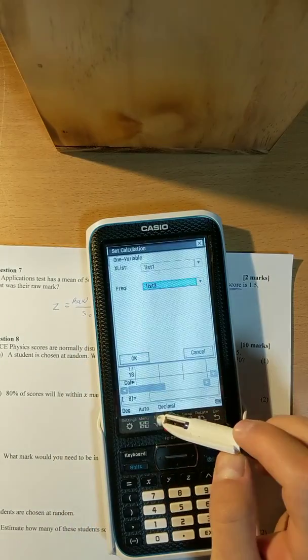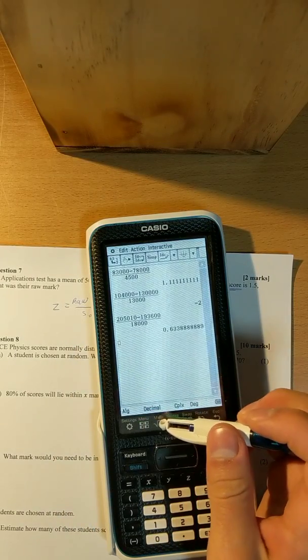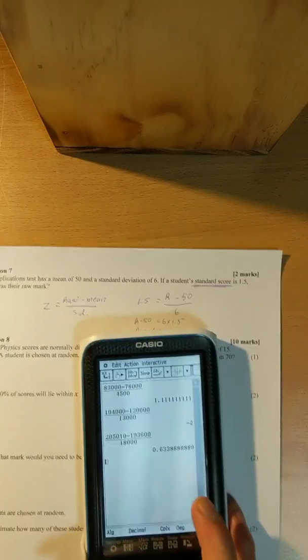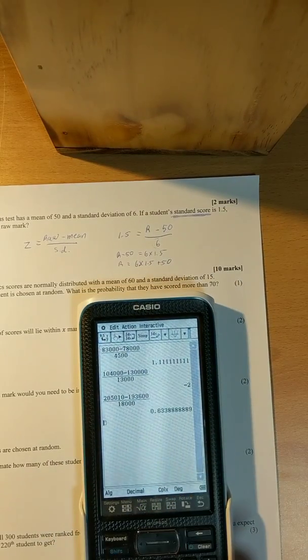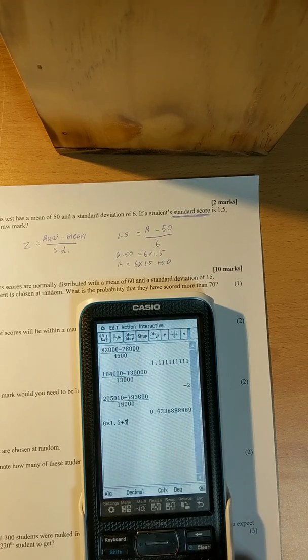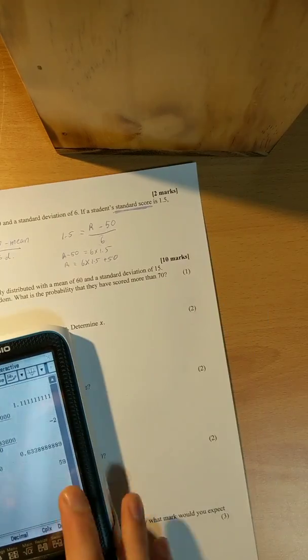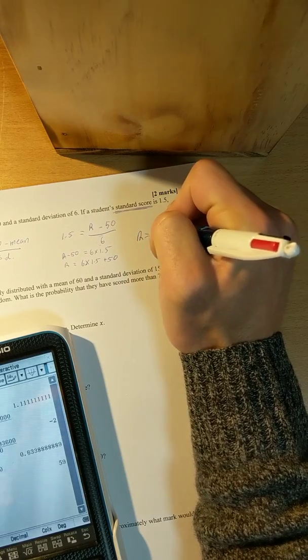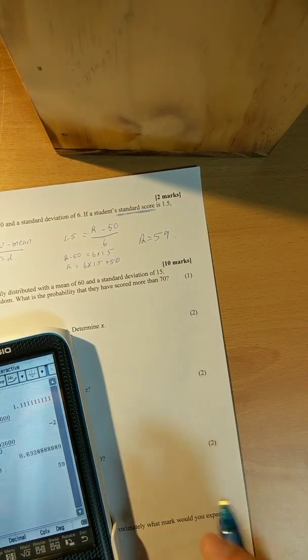Let's get my calculator back and let's work out what the answer to that will be. So I've got 6 times 1.5 plus 50. The raw mark was a mark of 59.